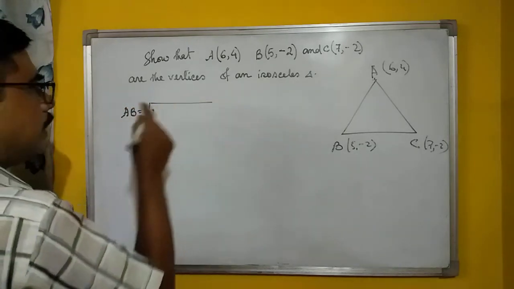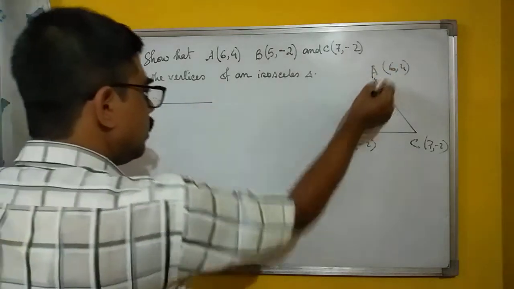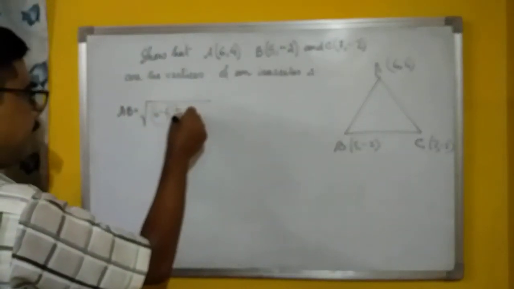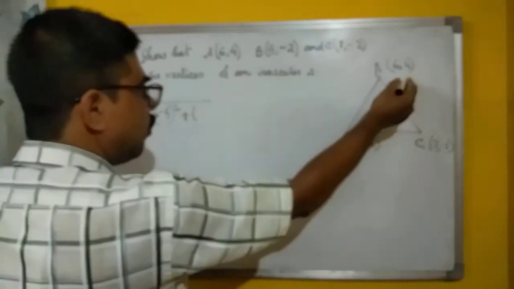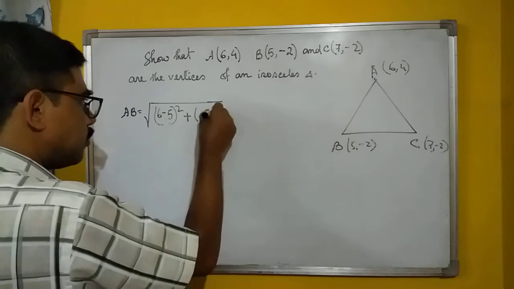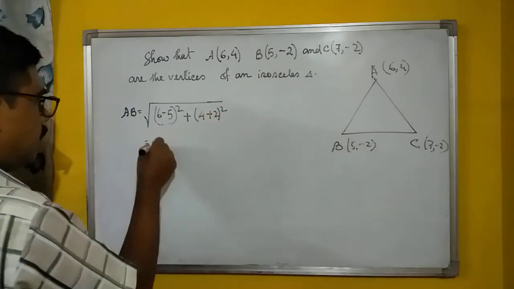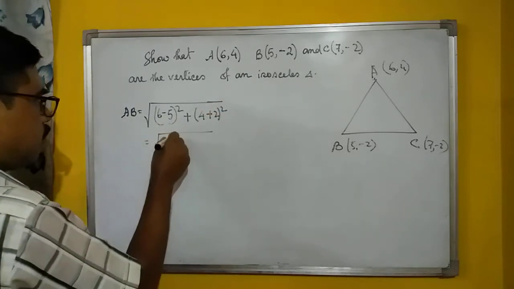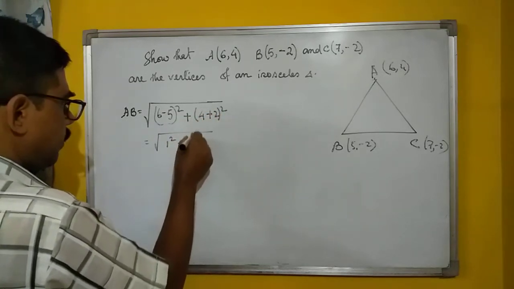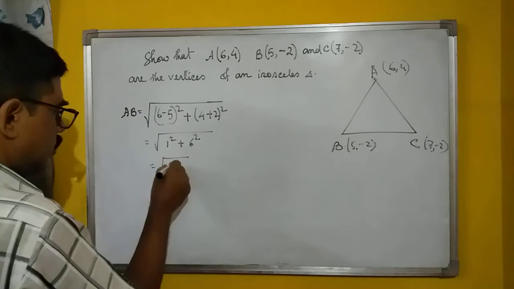AB is root over (6 minus 5) whole square plus (4 minus (minus 2)), minus 2 becomes plus 2, whole square. So we get root over 1 square plus 6 square, so it becomes root 37 units.